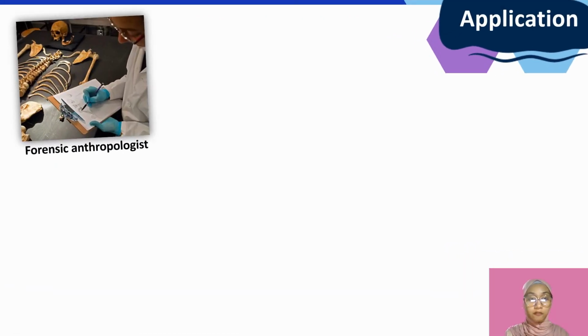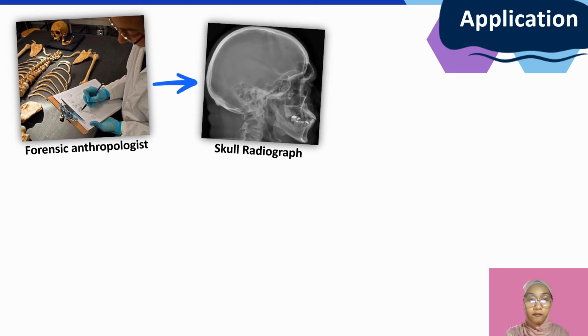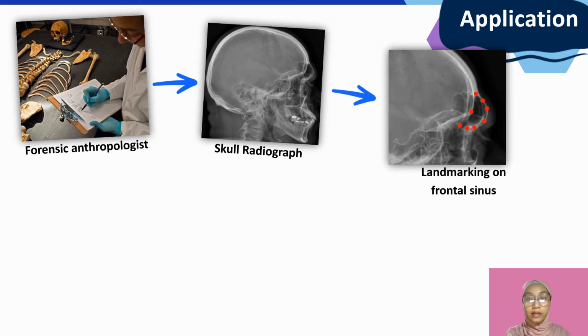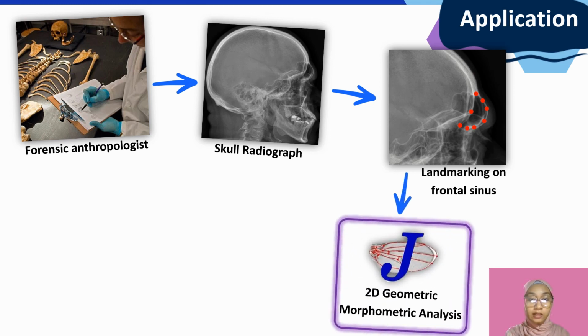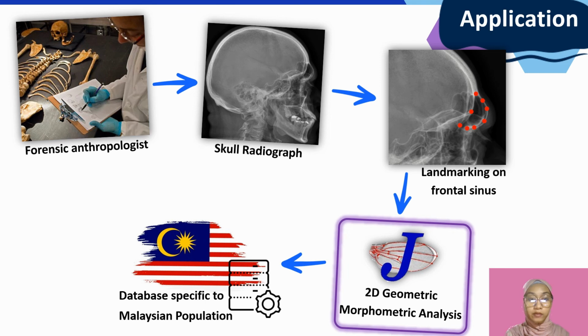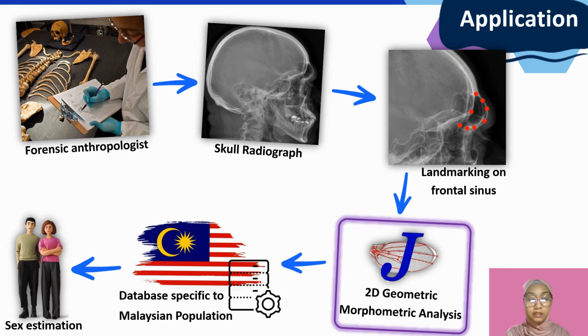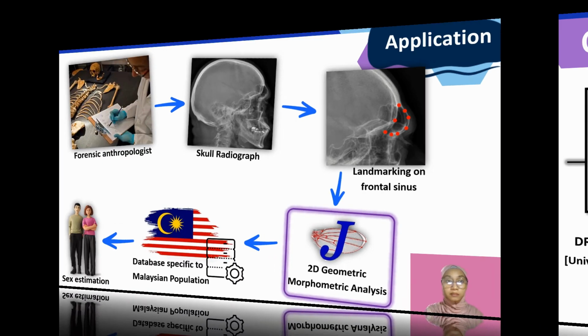For the application, when forensic anthropologists discover any skeletal remains, they can take the frontal sinus of the unidentified deceased and extract it, and then they can apply 8 landmarks to outline the frontal sinus shape, and then perform the 2D geometric morphometric analysis. The result can be compared with the frontal sinus database specific to the Malaysian population, and from that they can estimate the sex of that particular unknown individual.